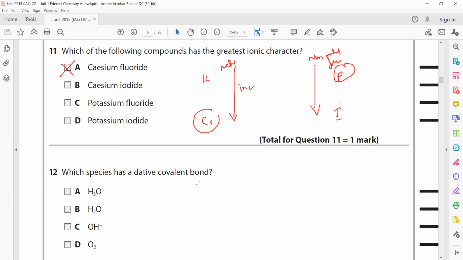Which species has a dative covalent bond? In H3O+, oxygen belongs to group 6, so it will share 2 electrons and hydrogen shares 1. There are 2 lone pairs. If there is a proton, this proton does not have any electrons, so this lone pair forms a bond with this proton, and we call this a dative bond. So in H3O+, there is a dative bond.